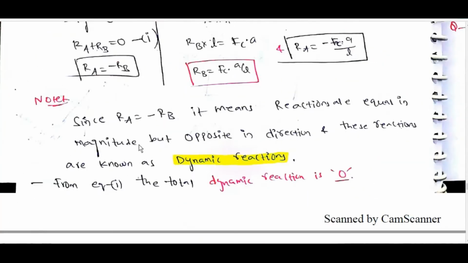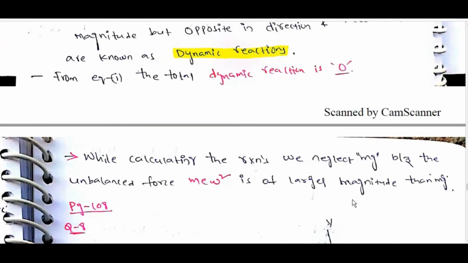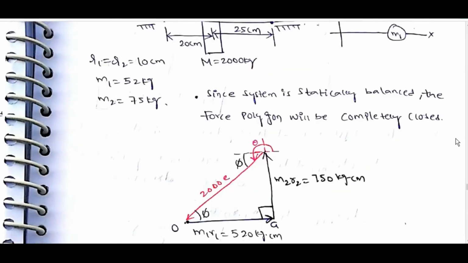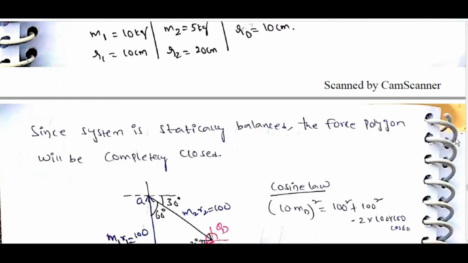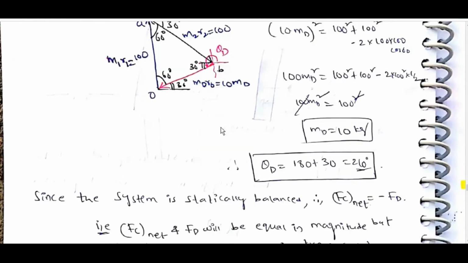Since R a is equal to minus R b, it means reactions are equal in magnitude but opposite in direction, and these reactions are known as dynamic reactions. From equation 1, the total dynamic reaction is equal to 0. While calculating reactions, we neglect m g because the unbalanced force m e omega square is of larger magnitude than m g. Since the system is statically balanced, the force polygon will be completely closed.